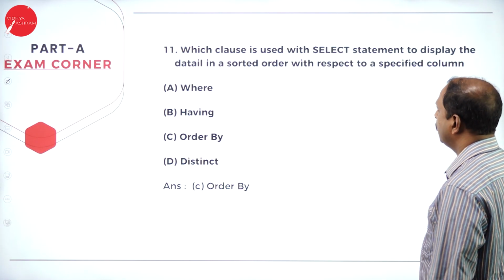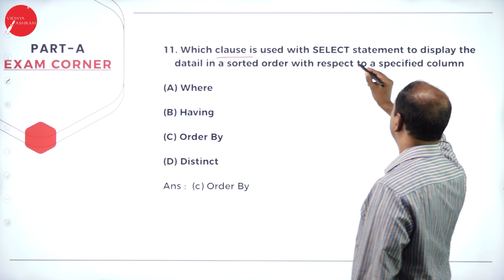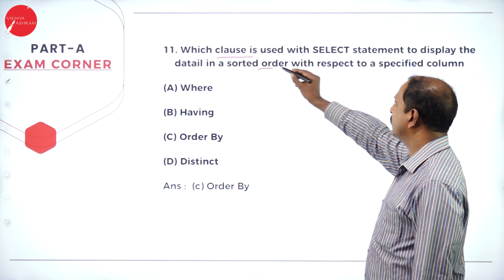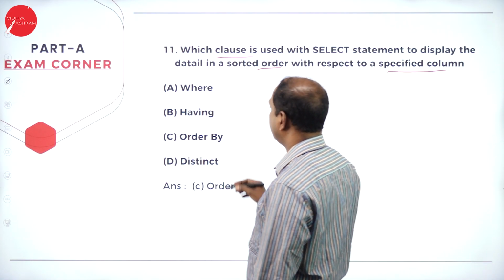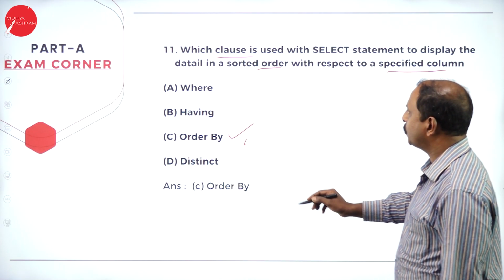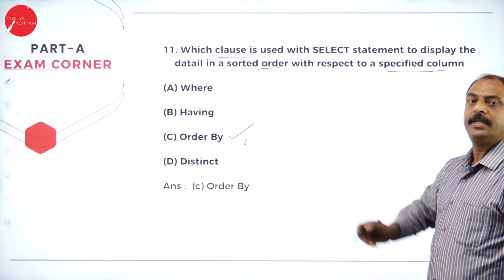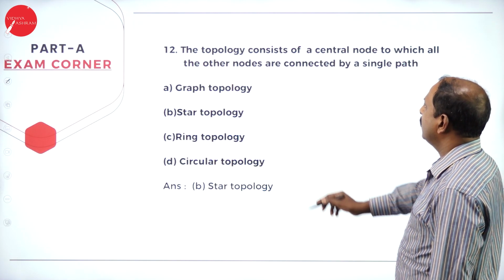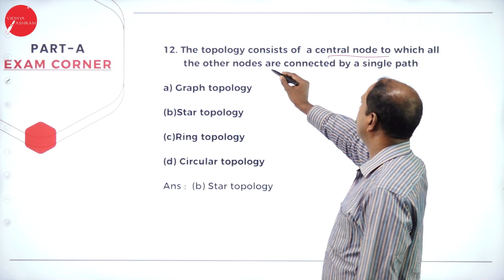Next, in the 11th one, which clause is this? This clause is used with the select statement to display the details in a sorted order with respect to a specific column. Here the answer is order by clause. Order by clause is used to display or fetch the details in a sorted order of a particular column. This is 11.